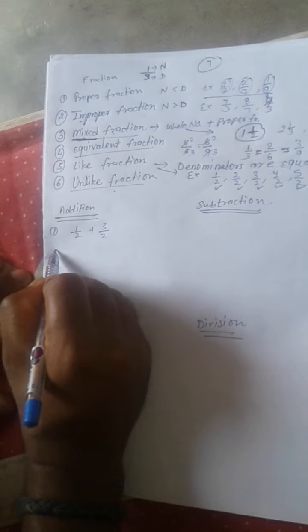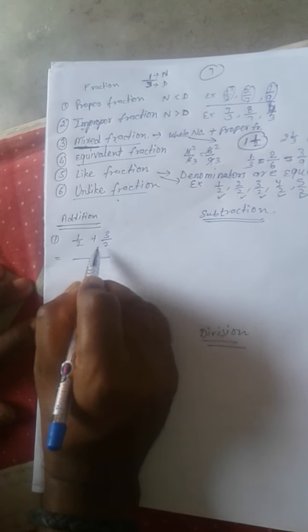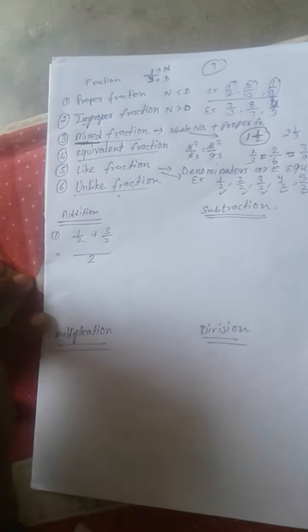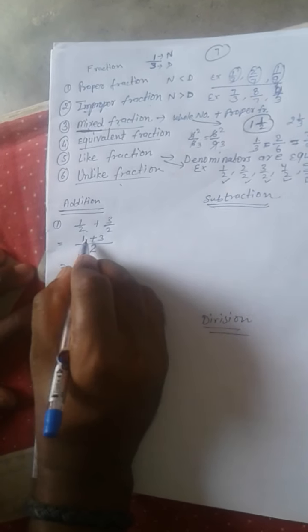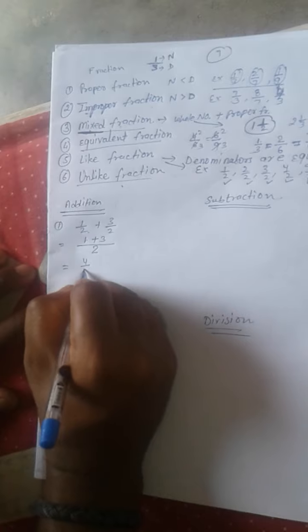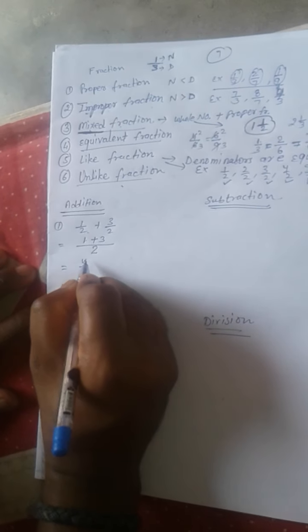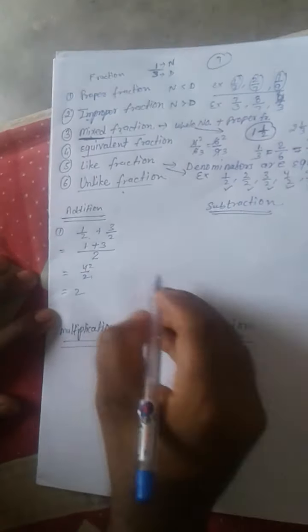You can see that these are like fractions. So for their addition, normally we will write the common denominator 2 and we will add the numerators, 1 plus 3. Then we will get 4 by 2, that is 2. Two 1s are 2, two 2s are 4, that is 2.